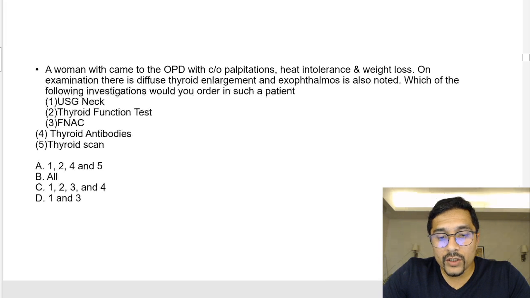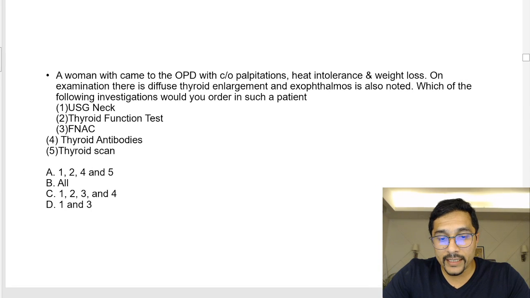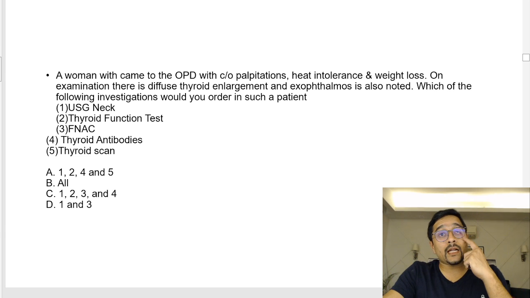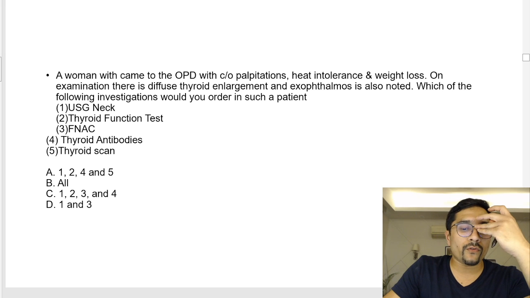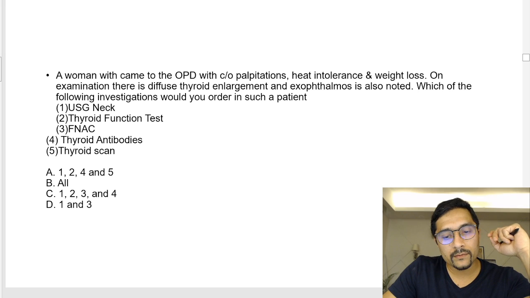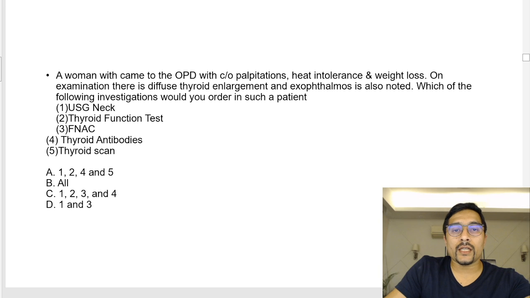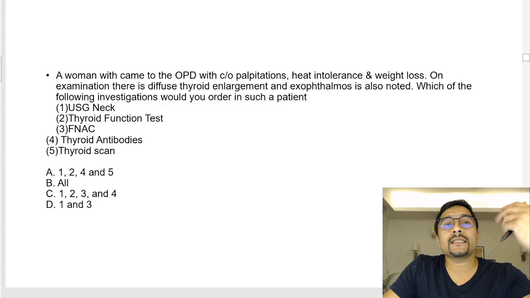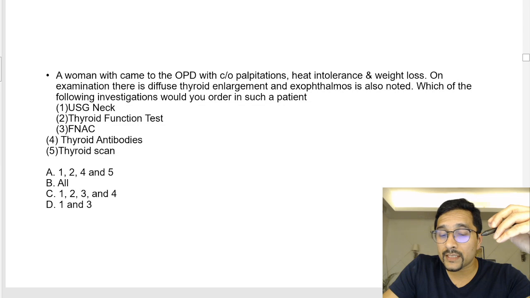A lady comes to the OPD with palpitations, heat intolerance and weight loss. On examination, there is a diffuse thyroid enlargement and exophthalmos noted. Which of the following investigations would you order? Palpitations, heat intolerance, weight loss, all this goes in features of hyperthyroidism with eye signs, that is exophthalmos. So this looks like a patient with Graves' disease.